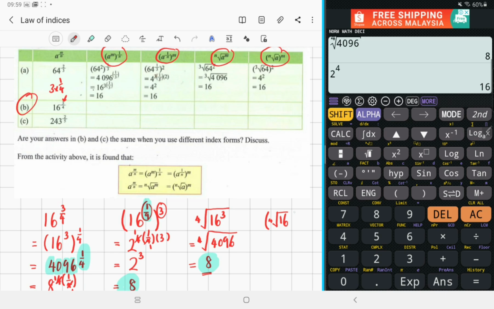The last one, if we write in terms of, in bracket, fourth root of 16, close the bracket, to the power of 3. So the fourth root of 16 is 2. 2 to the power of 3 is 8. We get the same answer. So the conclusion here that we can make is this: all these forms derive the same value. Take note of this.